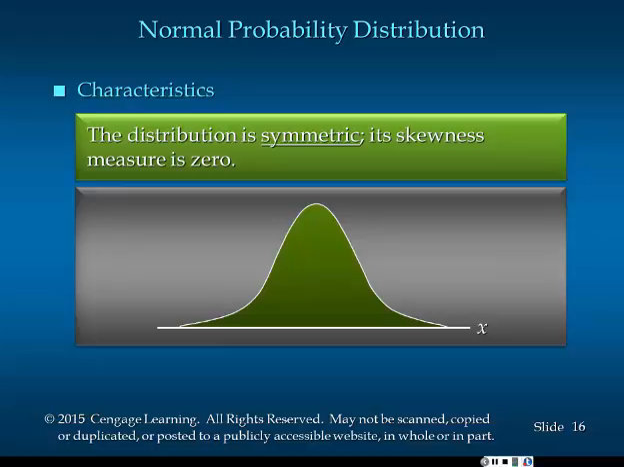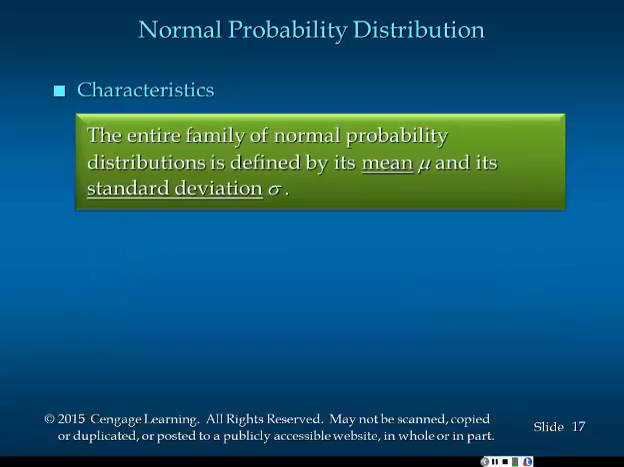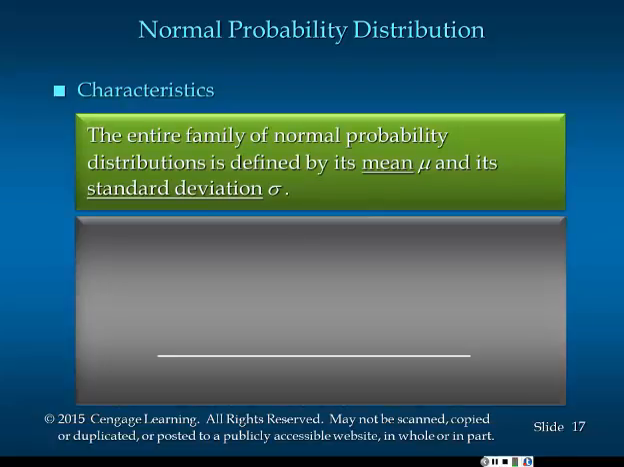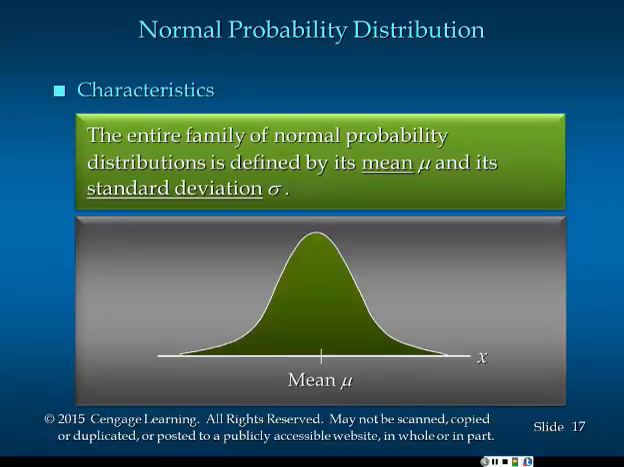All right, some characteristics about the normal distribution. It is symmetric, meaning it has no skewness to it. Its mean, median, and mode are exactly in the center. You can go ahead and fold it on itself, and it should line up perfectly. The entire family of normal distributions is defined by its mean and its standard deviation. Those are the only two parameters you need to know.